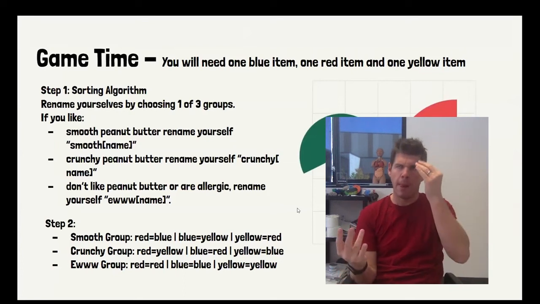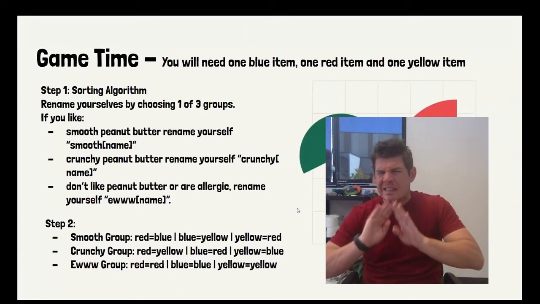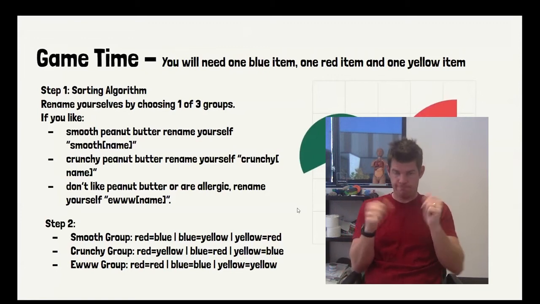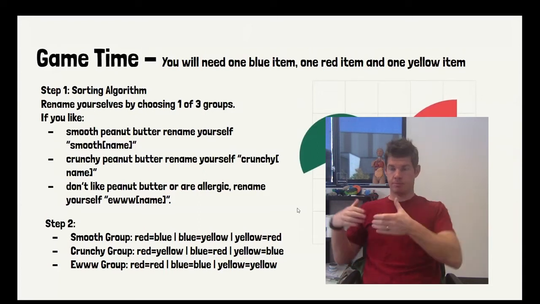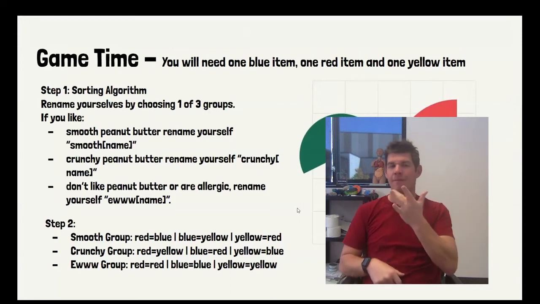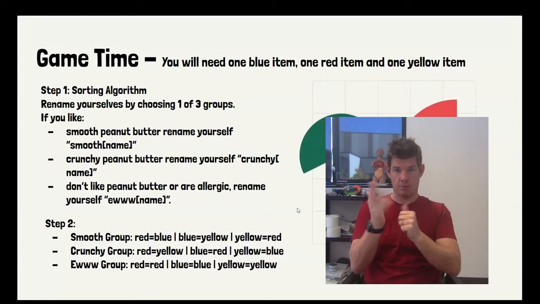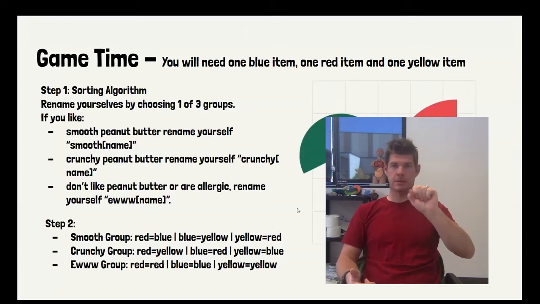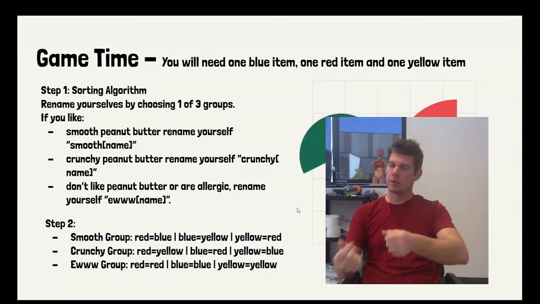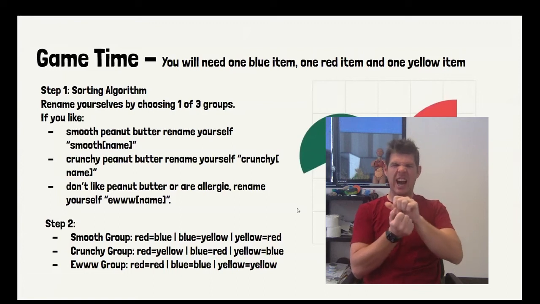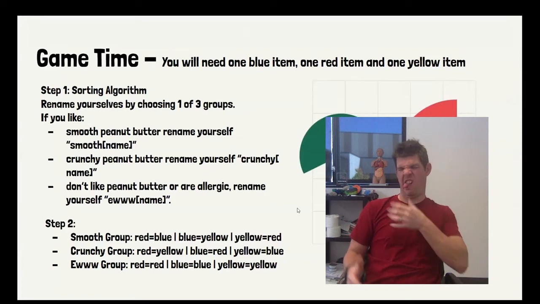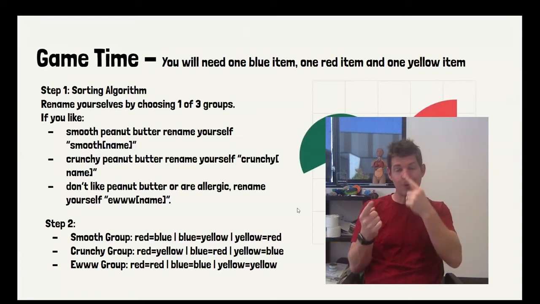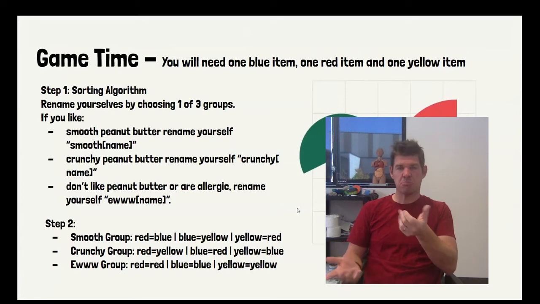We're going to mimic how a computer does this job, because what we are going to do is sort ourselves. We're going to sort ourselves based on the kind of peanut butter that we like or don't like. So if you like smooth peanut butter, if you like crunchy peanut butter, or if you like no peanut butter, or you think peanut butter is gross, or maybe you have a peanut allergy and you just don't eat peanut butter, okay? That's fine too.